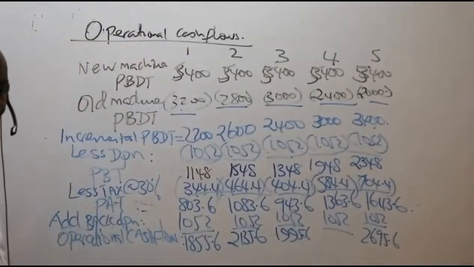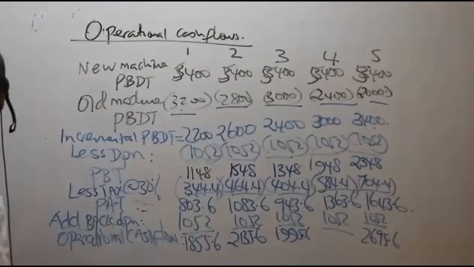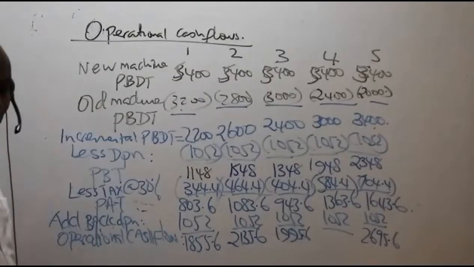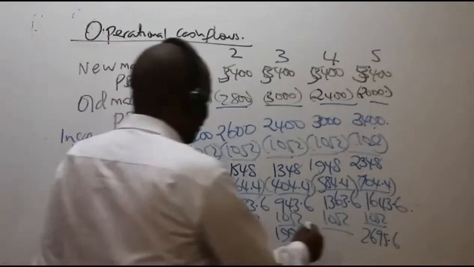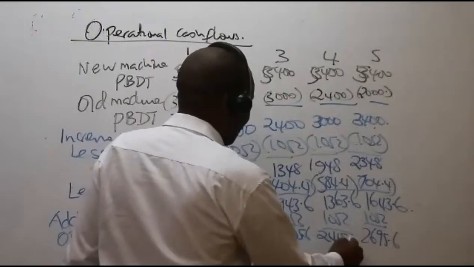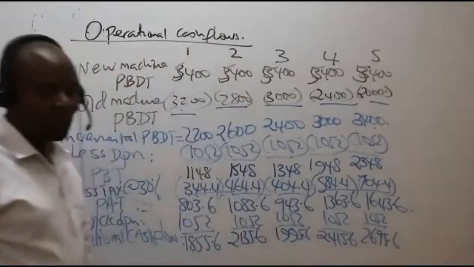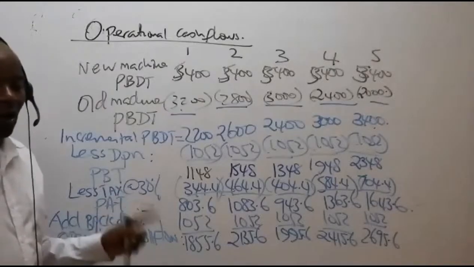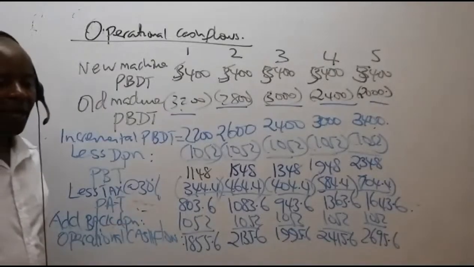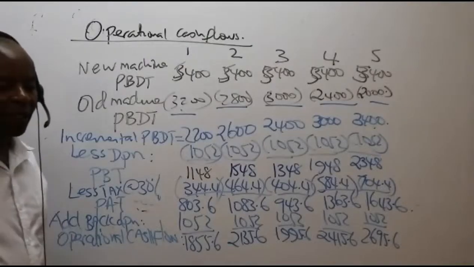What do we have there? Year number 4, the last one, 2415.6. Thank you very much. So I don't know whether all my figures are correct. Are all my figures correct?